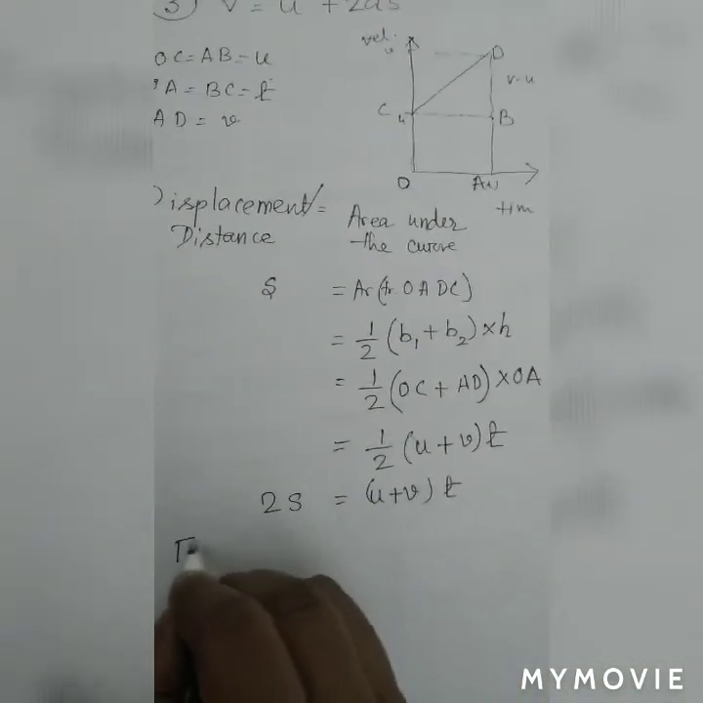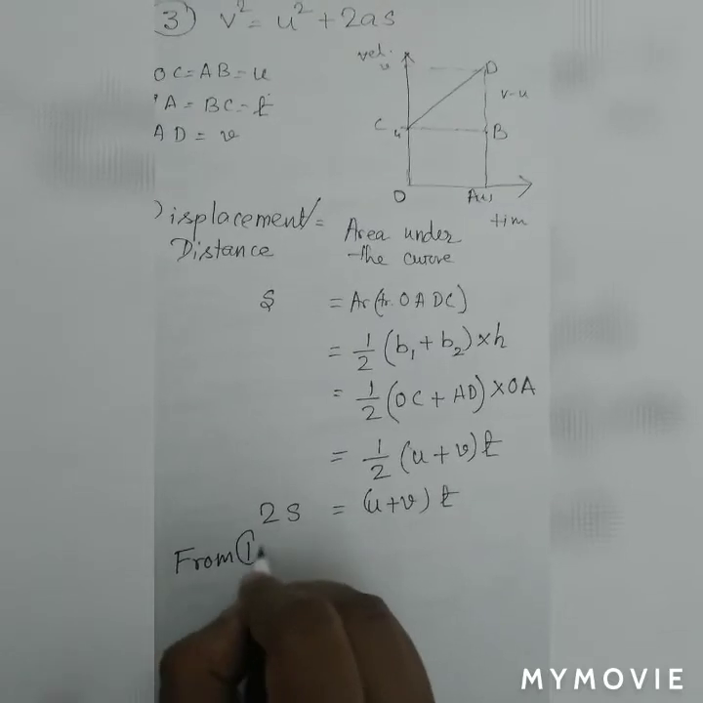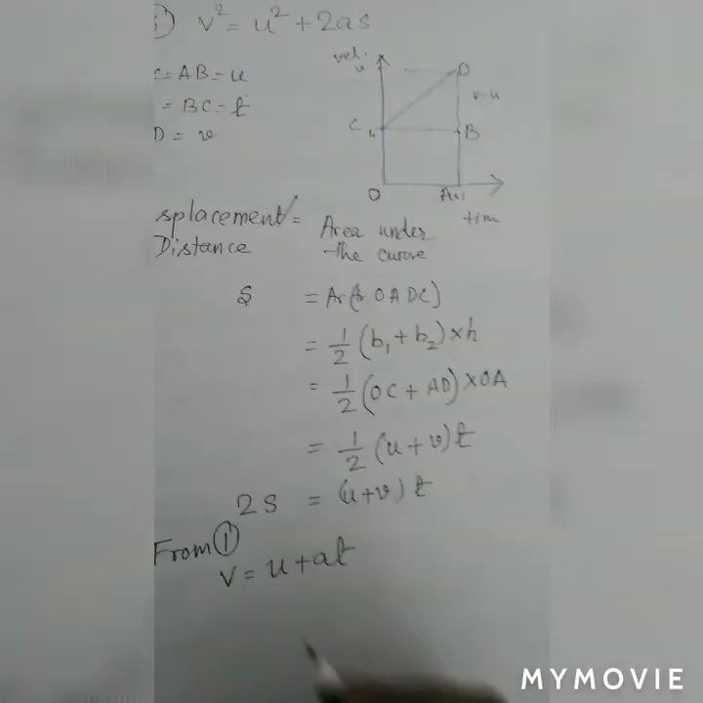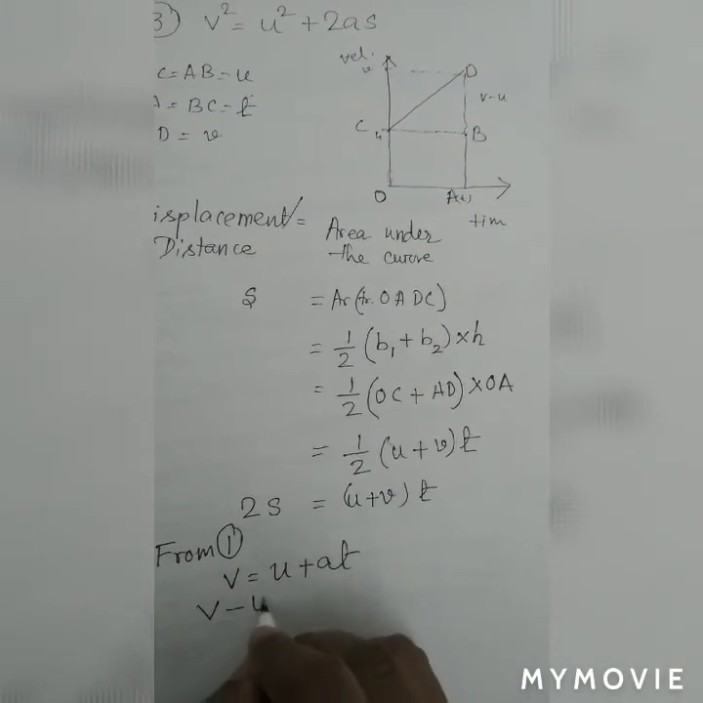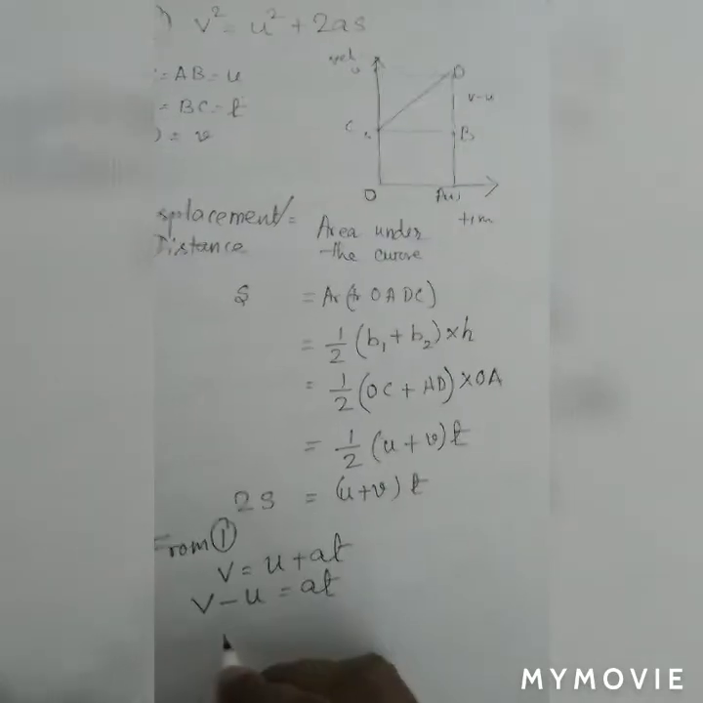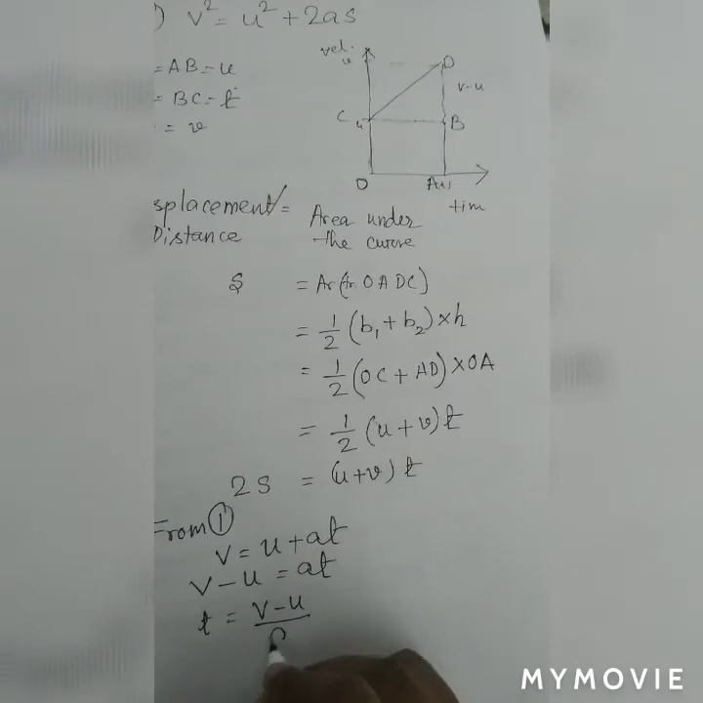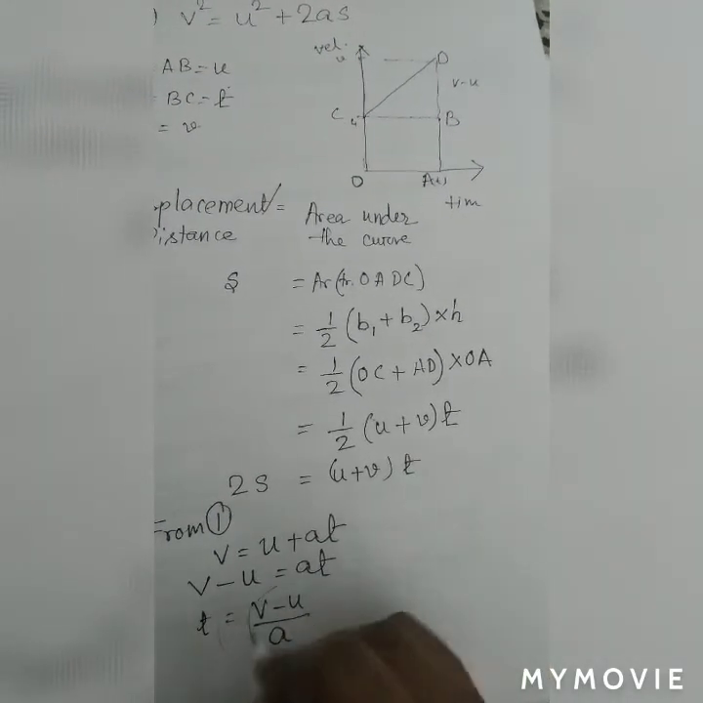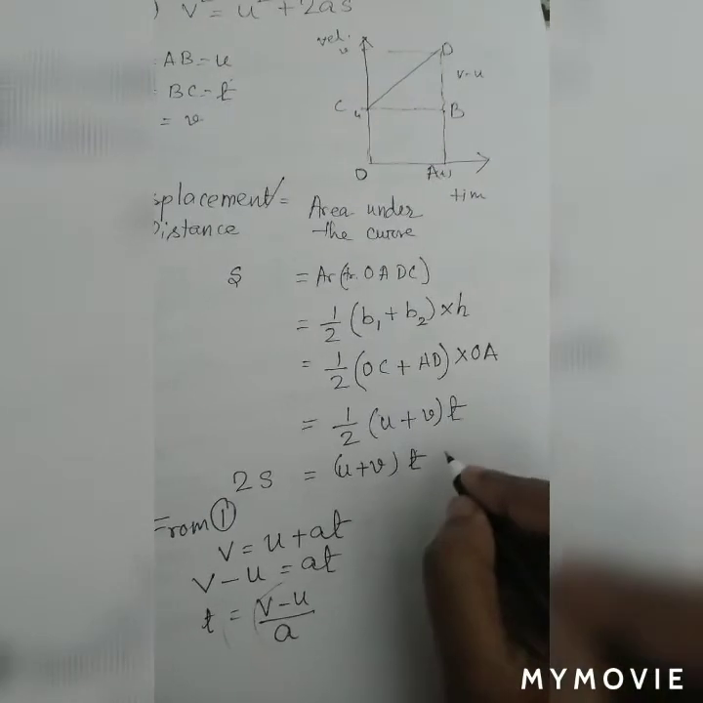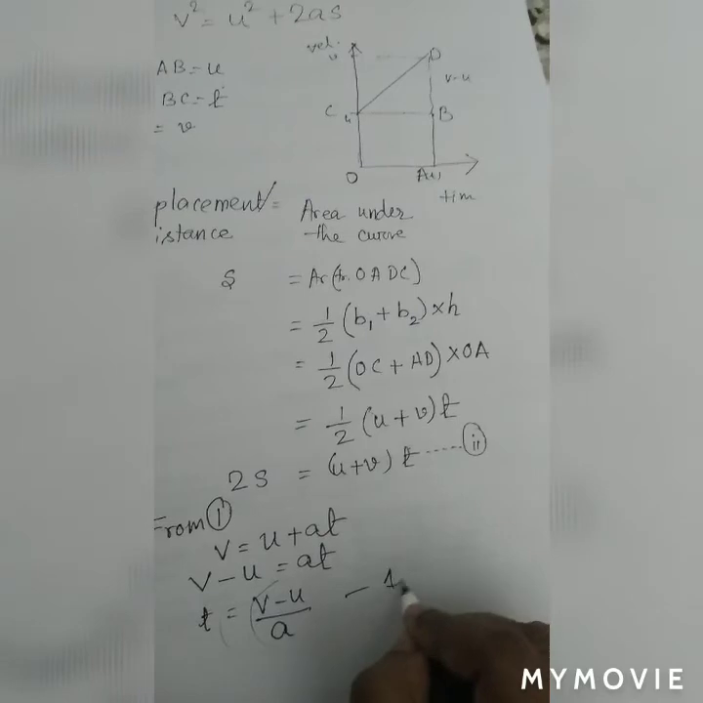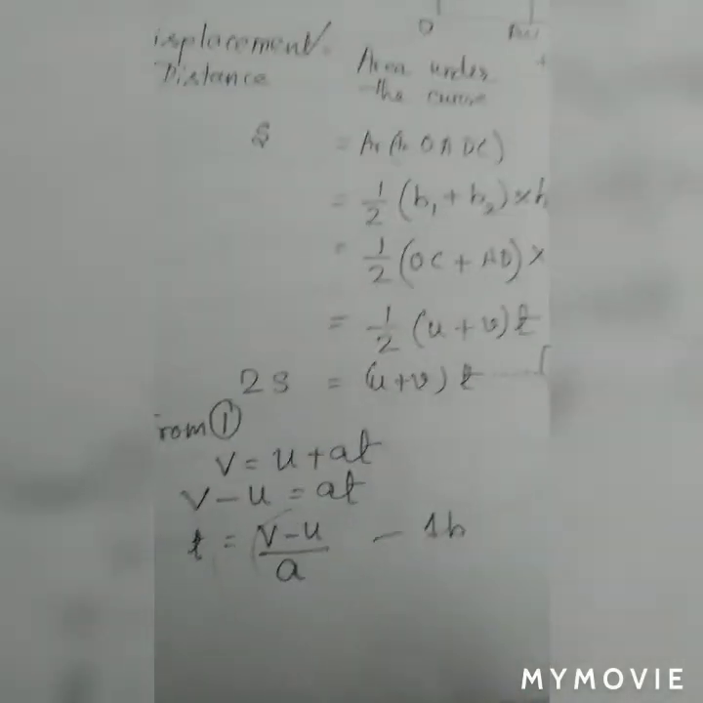Now from 1, what was 1? V is equal to U plus AT. Fine. So V minus U is equal to AT. And T is equal to (V minus U) by A. Now I am substituting this here. This is 1B. I am substituting 1B into 2.